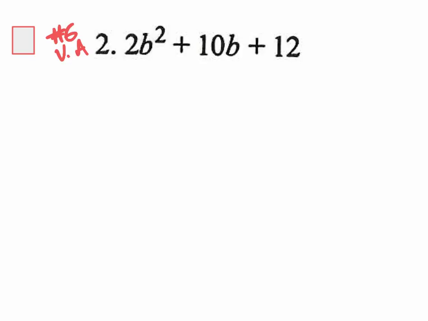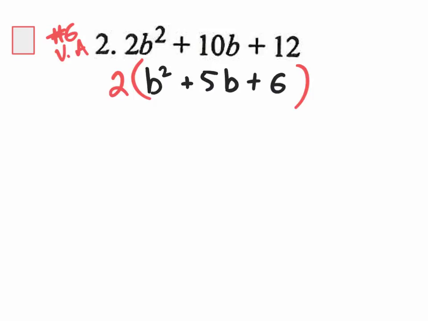And let's explain this one. Once again, we are going to pull out the GCF. And the GCF is what? 2. There's a 2, a 10, and a 12. There's a multiple of 2 we could pull out. If we pull out that multiple of 2, we'll have b squared plus 5b plus 6.